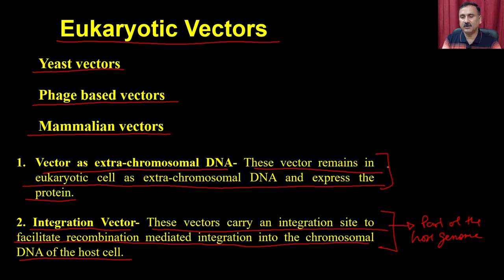Whereas the other is going to be a temporary modification, right? As long as the vector is present as extra chromosomal DNA, it is going to express the protein, but once the vector is out of the cell, it is not going to express. Whereas in this case, since you have introduced the integration sites, it will go through the recombination process, and by utilizing these integration sites, it can become a part of the chromosomal DNA of the host cells.